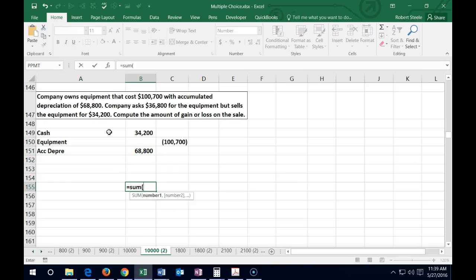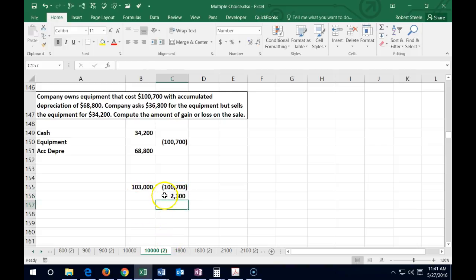If we add up the debits, they add up to this. And if we add up the credits, they add up to, of course, this. Then if we take the difference between the debits and the credits, we can see that we have a difference of 2,300. In this case, the debits are winning. Therefore, we need a credit to balance this out. So we need a credit over here.